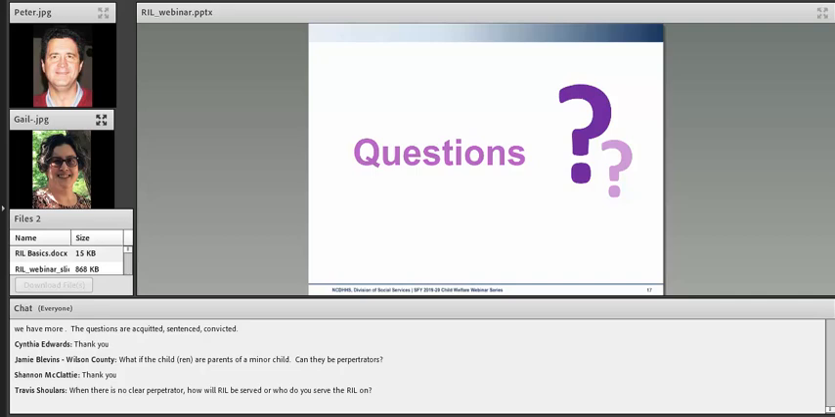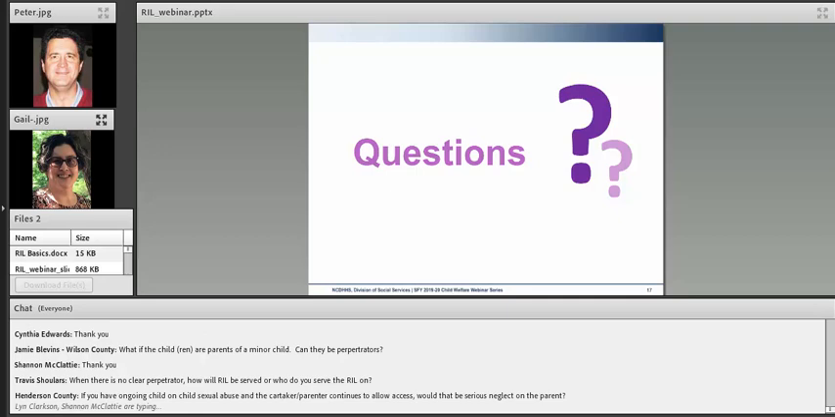Okay, let's see. I'm just looking to see if we've missed anything. Travis asks, what if there is no clear perpetrator? You mark such on the 5104 and you're not serving anybody. The only time you would be serving someone, and we'll get to service in a little bit, is if you have clearly identified a perpetrator. And again, your attorney can help you try and figure that out if you're not sure.